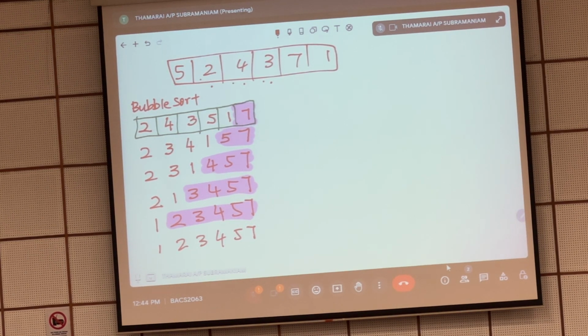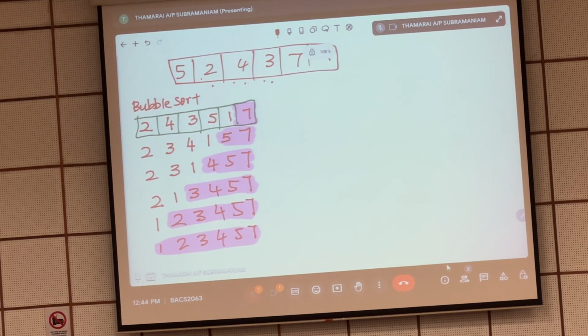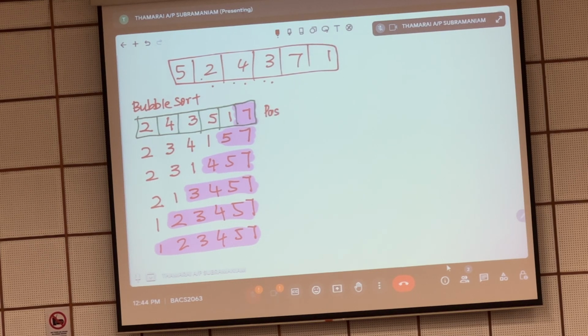Then only it's considered sorted. See, now I'm writing no swap. Be careful with bubble sort. The minute you don't have to swap, then only it's sorted. So this is end of pass one, pass two, three, four, five, and six. Okay? All right?